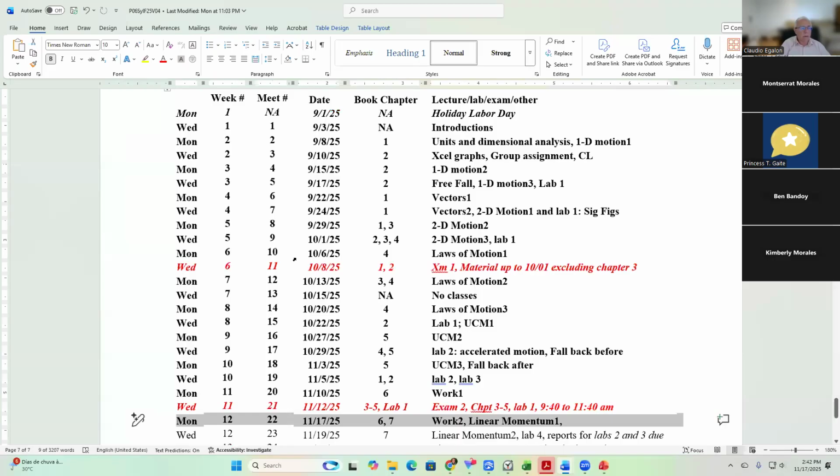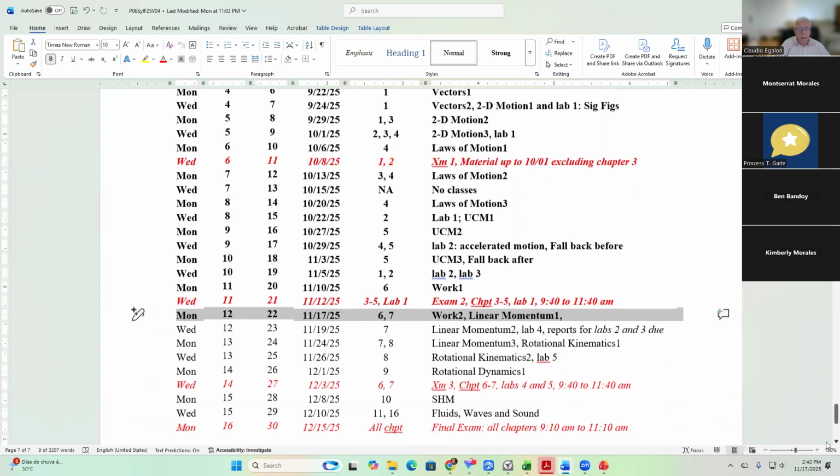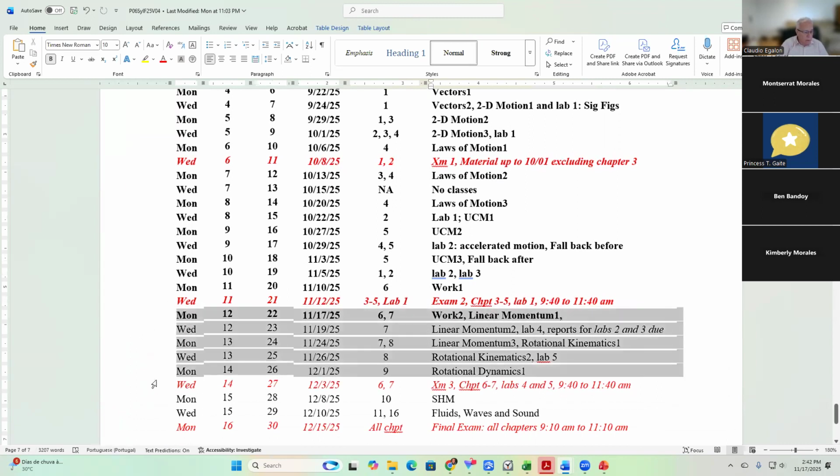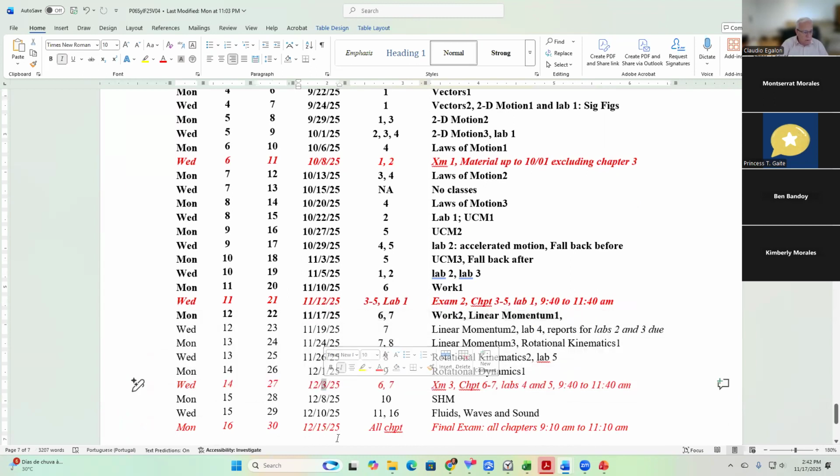Let me share the screen. That's the schedule here. This is November 17th, 2025, 9:42 a.m. Pacific Standard Time. And let's see, when is our third exam going to be? Our third exam is going to be December 3rd. Then on December 15th, we have our final exam right in here.